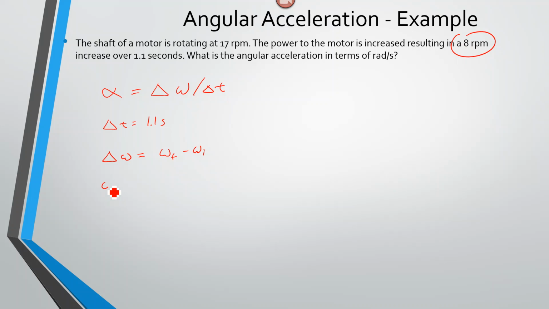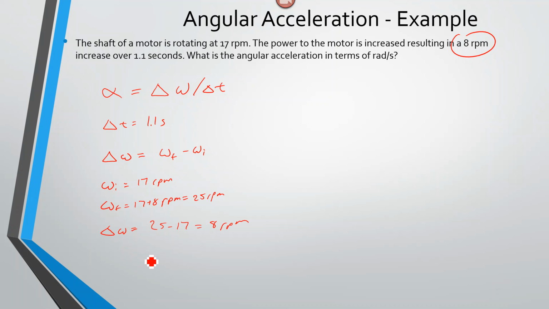So our initial angular velocity is just 17 RPM. Our final angular velocity is going to be 17 plus 8 RPM, which is equal to 25 RPM. Change in angular velocity is just going to be 25 minus 17 equals 8 RPM. We can then do a conversion to radians per second.